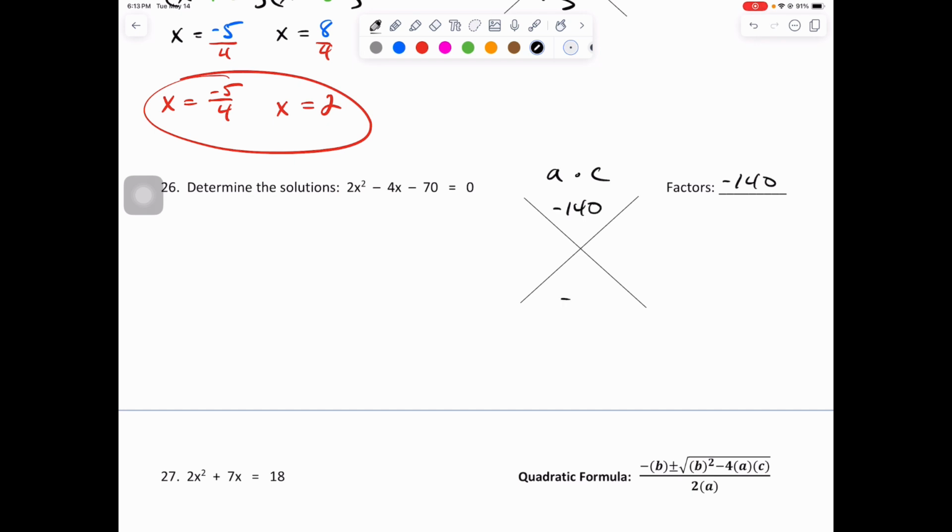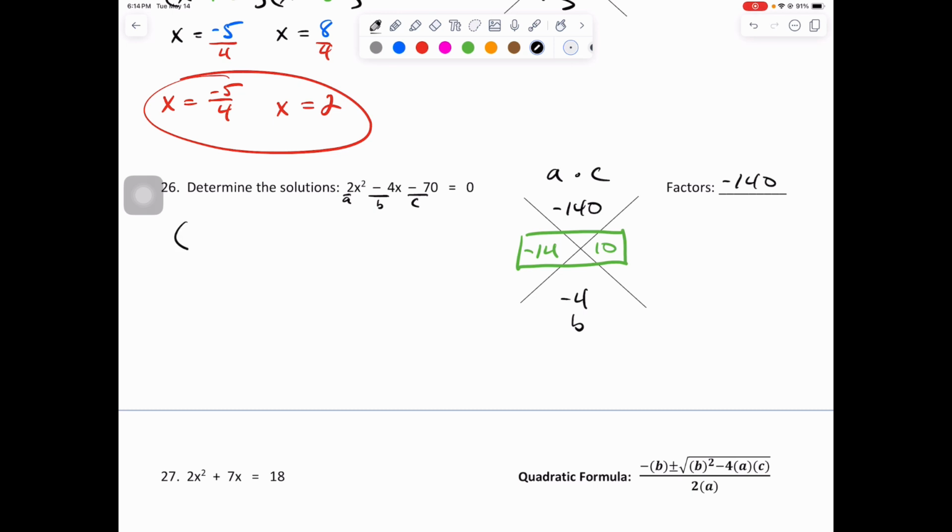Your B value is negative 4. All right, when I think of getting to negative 140, I'm thinking 14 and 10. Our B value is negative, so we can use negative 14 and 10. I'm not going to continue to write all the factors out. It's getting a little old. But we do need to identify our A, our B, and our C. That way we can use that A value in just a moment.